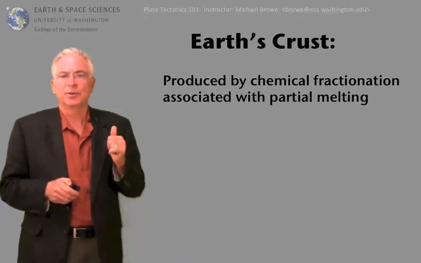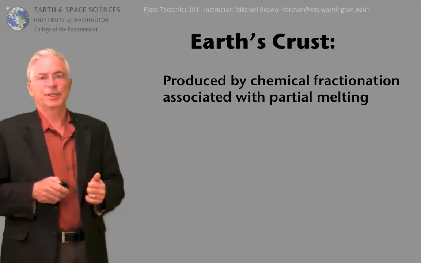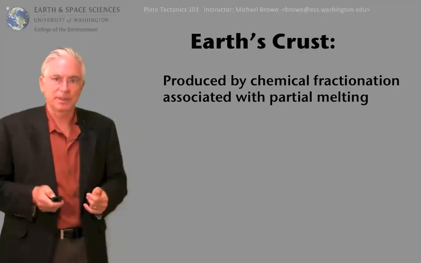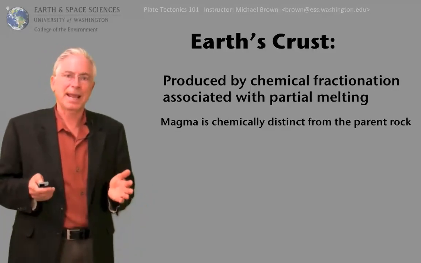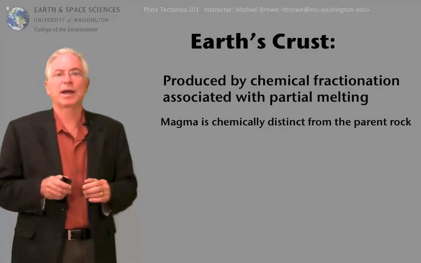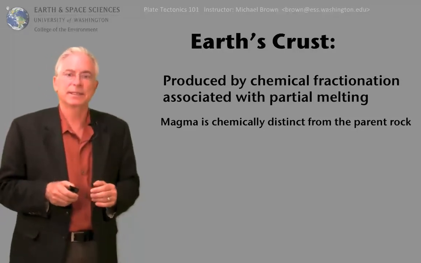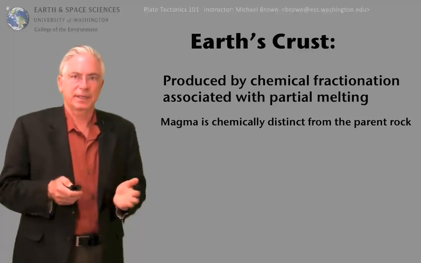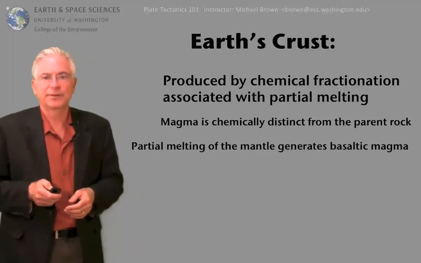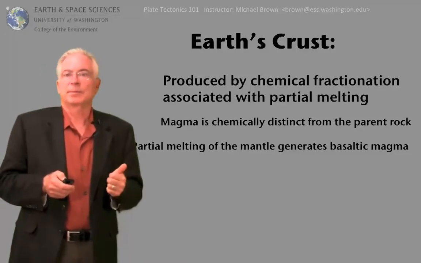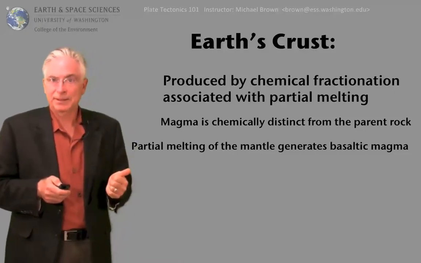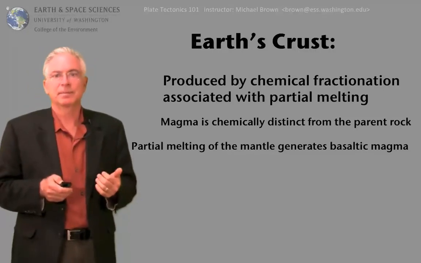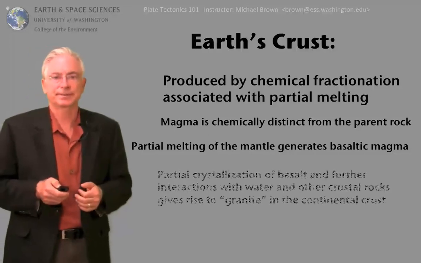How did we get it? You produce crust by differentiating the mantle. Chemical fractionation associated with partial melting of the mantle. The idea is that a magma, a melt derived from a rock, is chemically different than the rock. So the magma preferentially takes some of the chemicals out of the rock and carries them off. So first step in the process, partial melt the mantle, and the rock type that you get is basalt. So the magma melting in the mantle is basaltic.